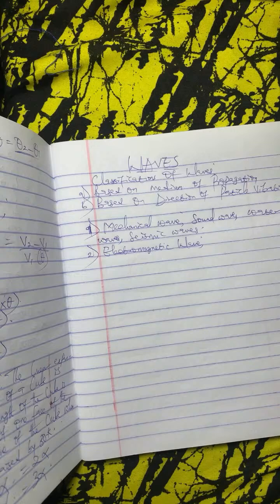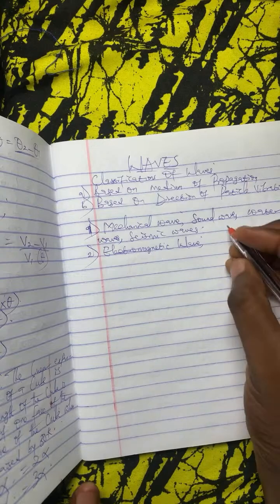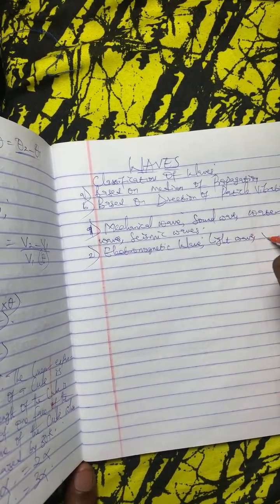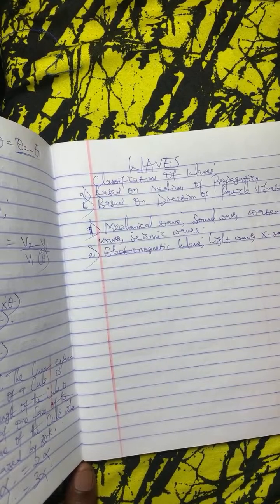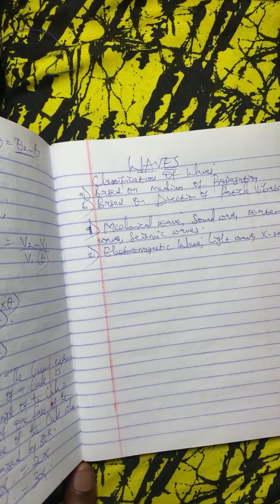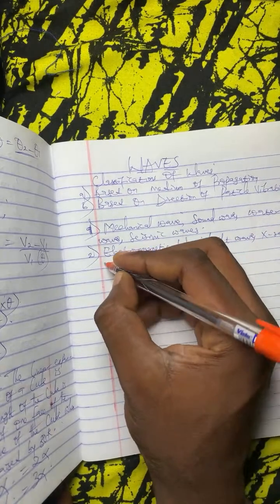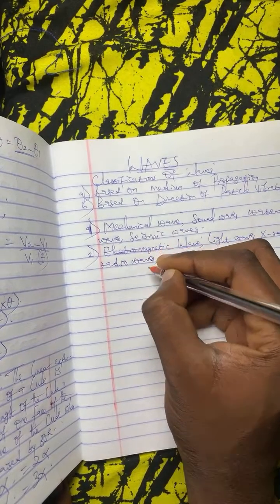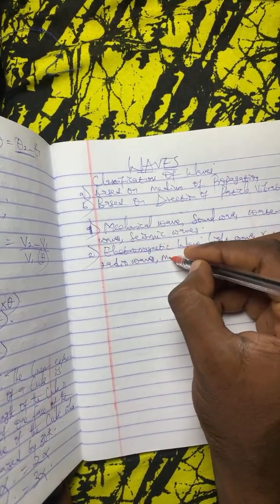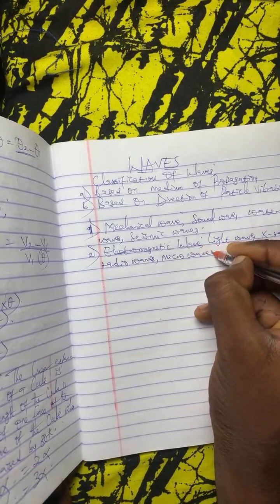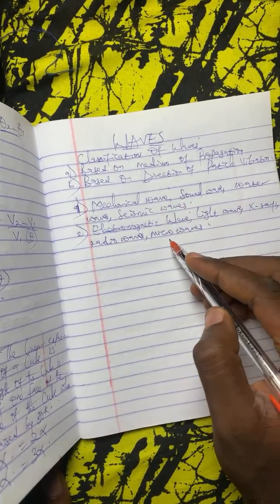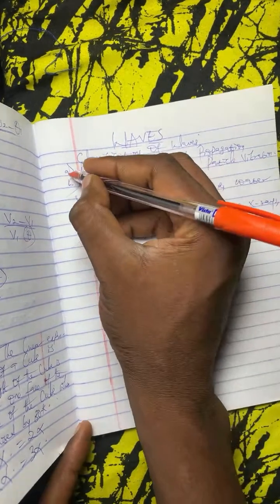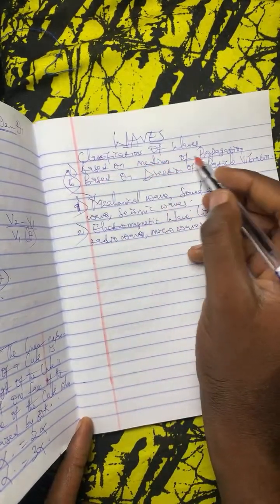Examples of electromagnetic waves, we have what we call light waves. We have X-rays. X-rays is an example of electromagnetic wave. We have radio waves, and we also have microwaves. Those are examples of mechanical and electromagnetic wave. So we've explained based on medium of propagation.